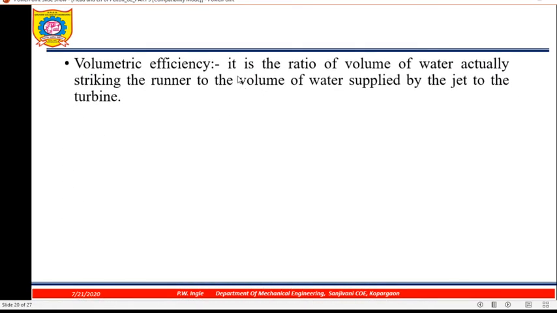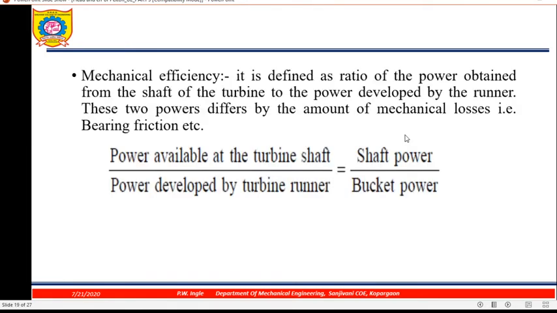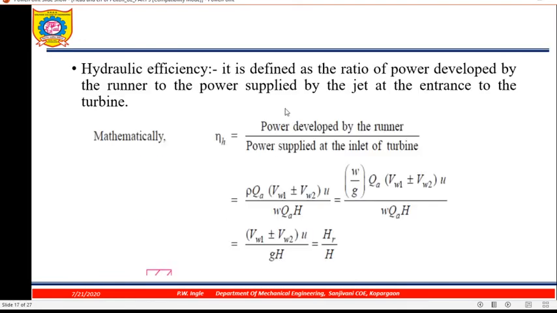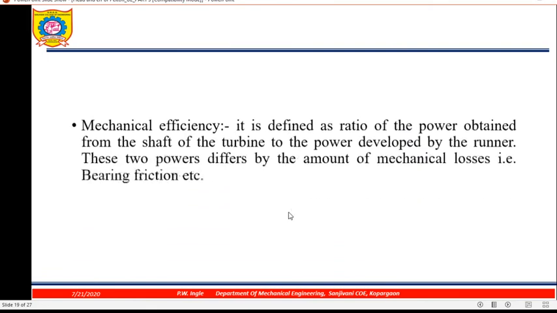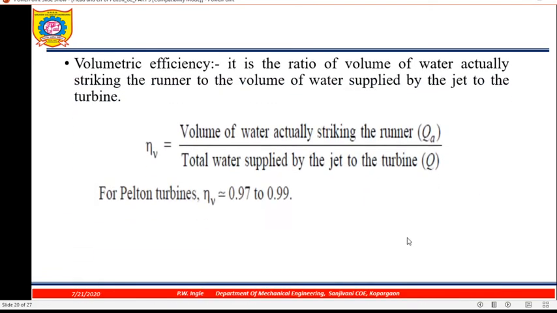Now volumetric efficiency. It is the ratio of volume of water actually striking the runner to the volume of water supplied. How much water we are supplying and how much water is utilized, that is volumetric efficiency. So it is Q_A upon Q. Q_A is the volume of water actually striking the runner, and capital Q is the water supplied.